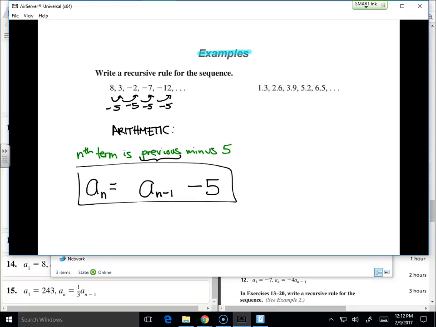Kaylee's already saying, you know what, I see addition. Do you see repeated addition, Kaylee? Yeah, I do too. Yes, it's plus 1.3. You guys agree? 1.3 plus 1.3. Do I have a common difference? Yes. Which means this is arithmetic also, right, guys?